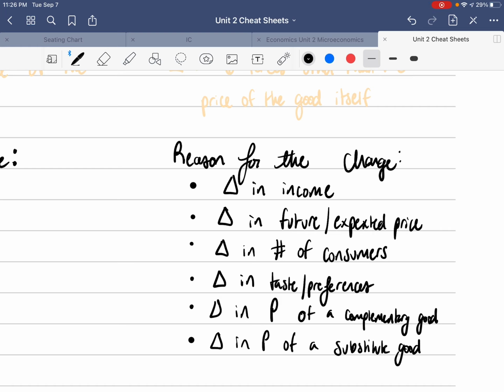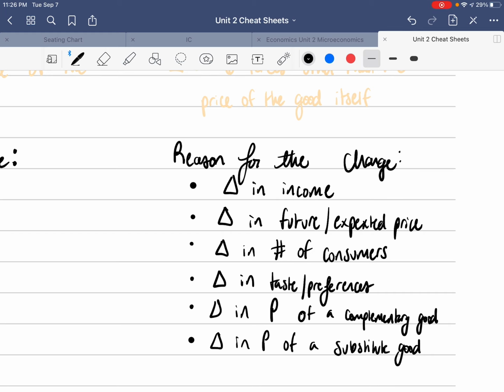Here's an example of change in price of a substitute good. If the problem is all about tacos, and the price of burritos goes up, well, I'm not going to buy burritos if they're more expensive. I'll buy more tacos. So my demand for tacos will go up because I could buy one or the other. It doesn't really matter to me.